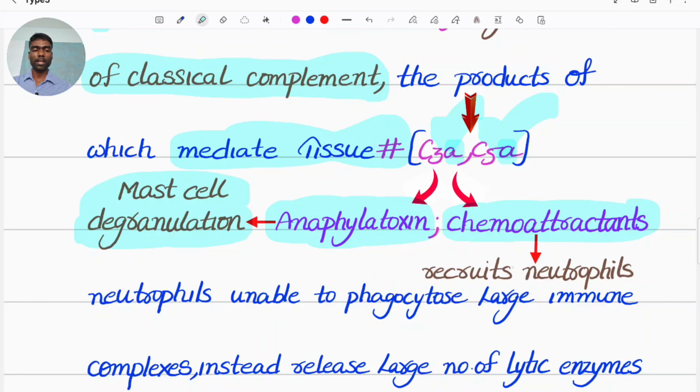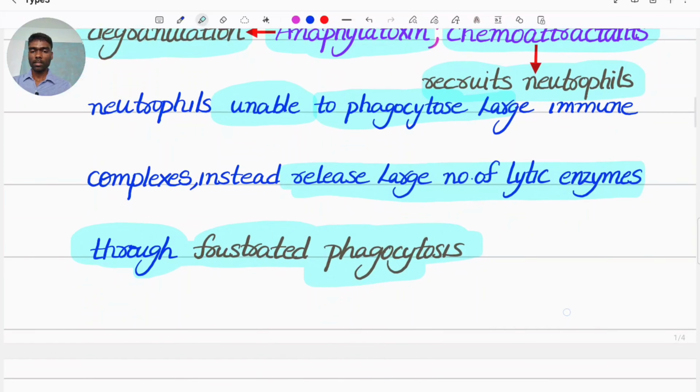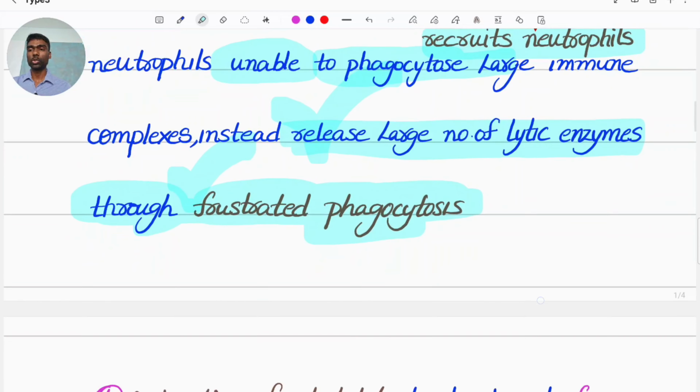Here chemoattractants, after recruiting neutrophils, will try to phagocytose this large number of immune complexes, but are unable to do so. Instead, neutrophils release a large number of lytic enzymes through their secretory granules. This is called frustrated phagocytosis. Because of its inability to phagocytose, out of frustration, it will release a large number of lytic enzymes, which leads to tissue damage.